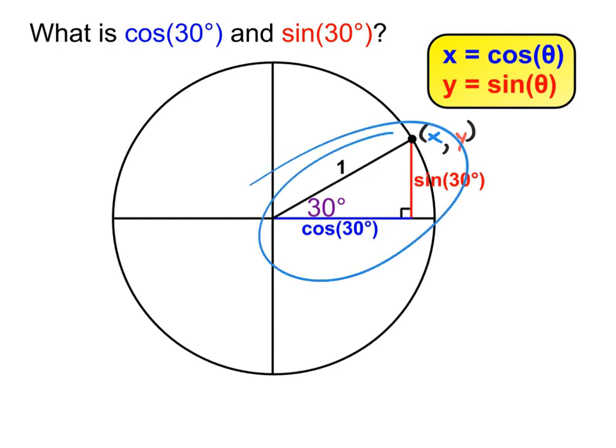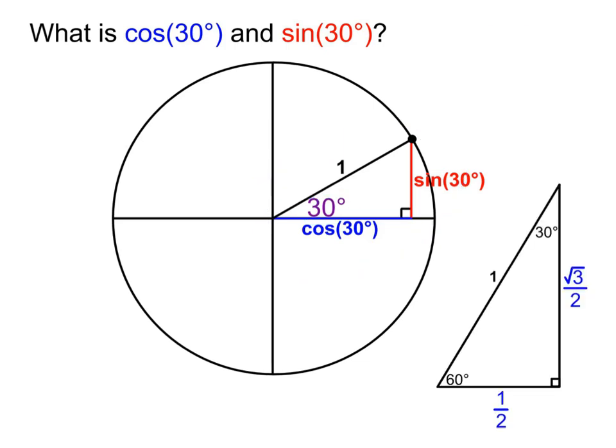Now notice what we have here. We have one of our special right triangles. We have a 30, 60, 90 right triangle, which means that if I go back to the picture of the 30, 60, 90 right triangle, I can actually figure out now what these two values are. Because notice I have my 30-degree angle right here. That, of course, correlates with this 30-degree angle up here.